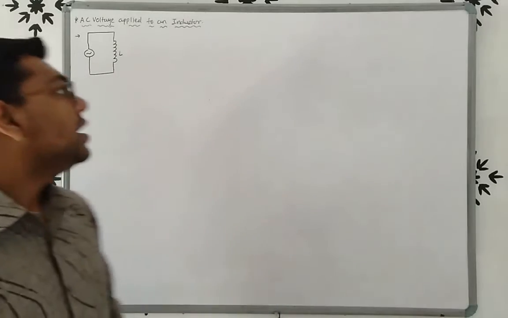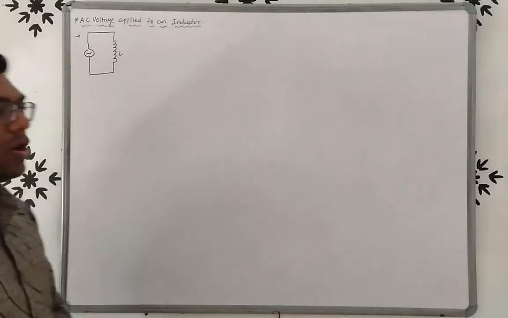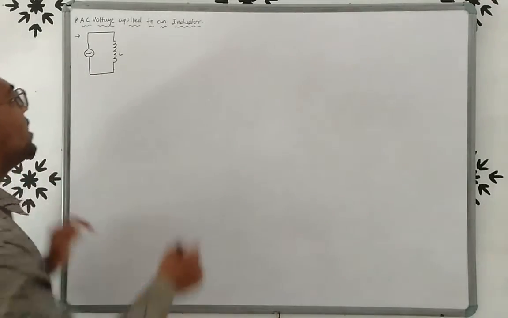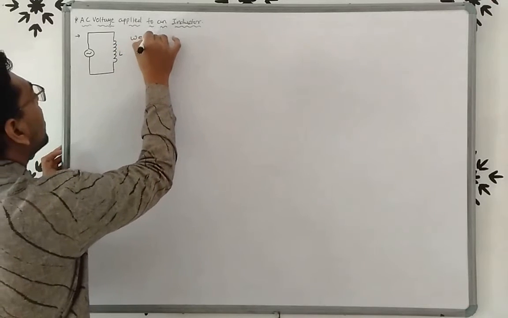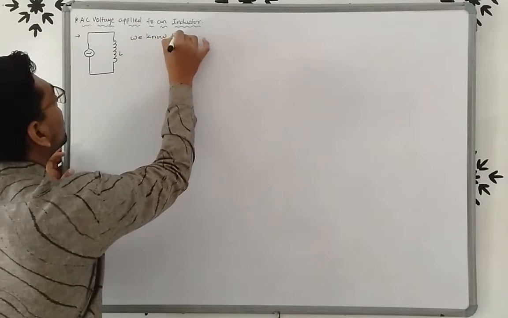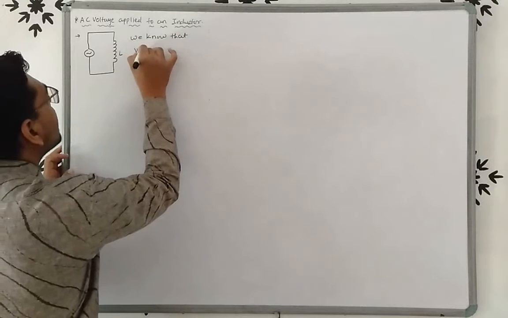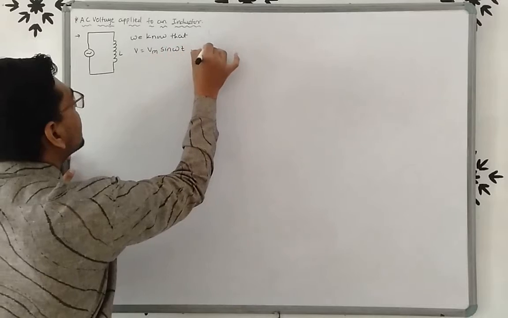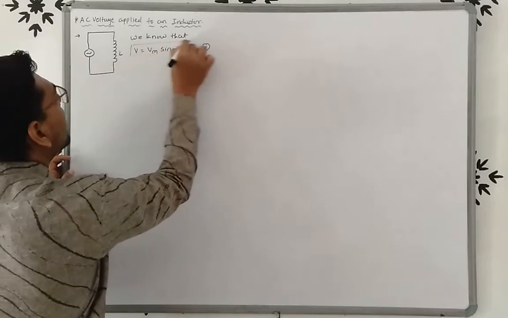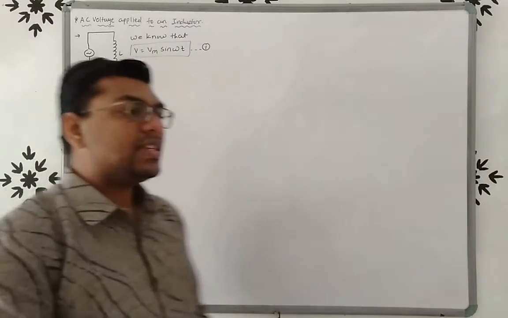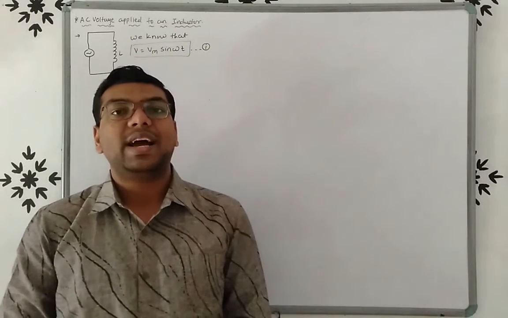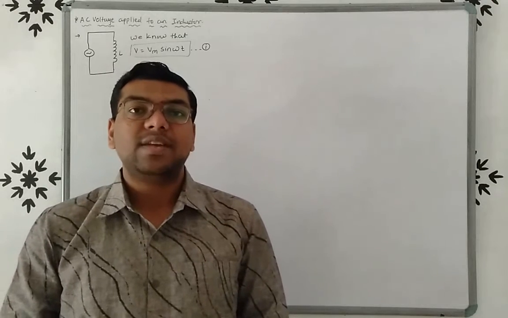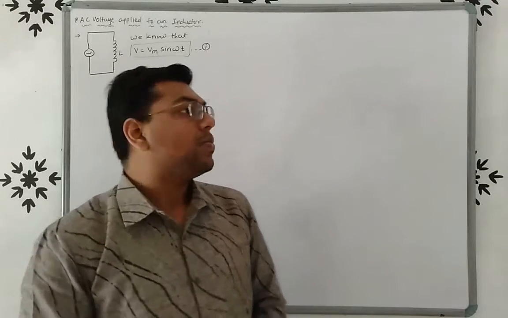Now here we already know the equation of voltage. We know that V is equal to Vm sin omega t. That is equation number 1. So we already know the equation of voltage, V is equal to Vm sin omega t. Right, so voltage varies as a sine wave.